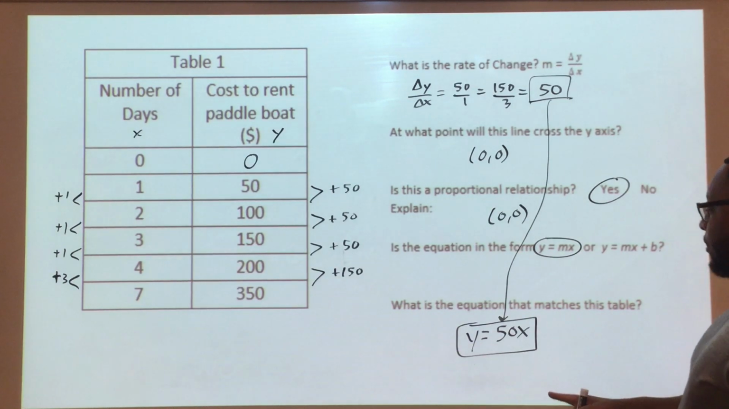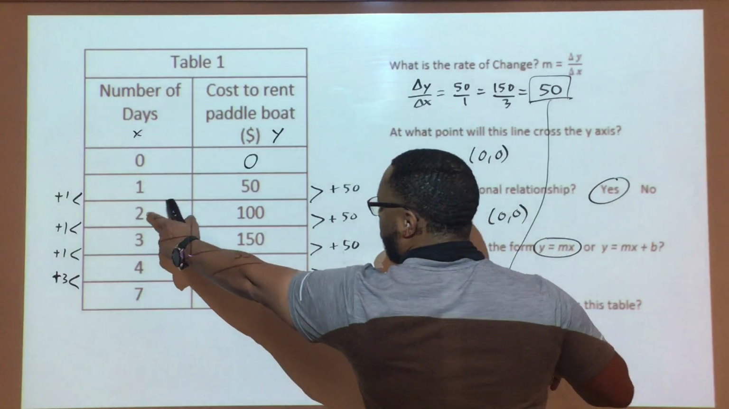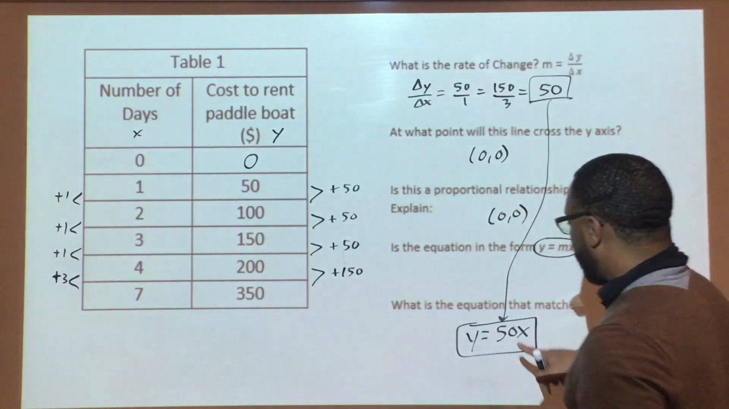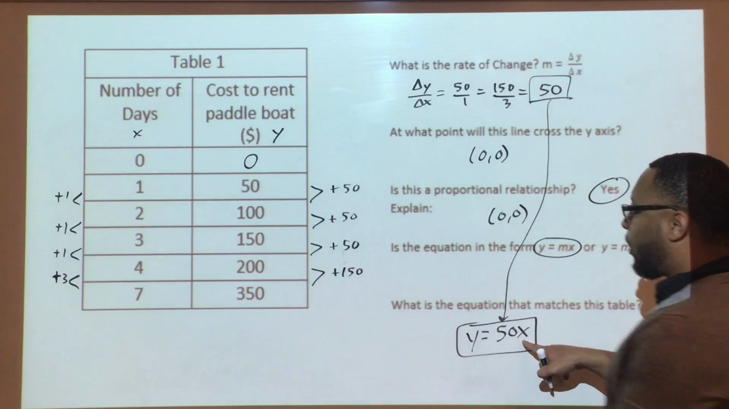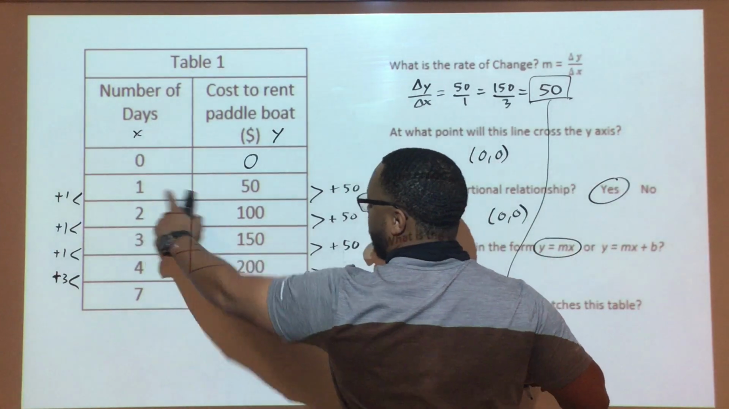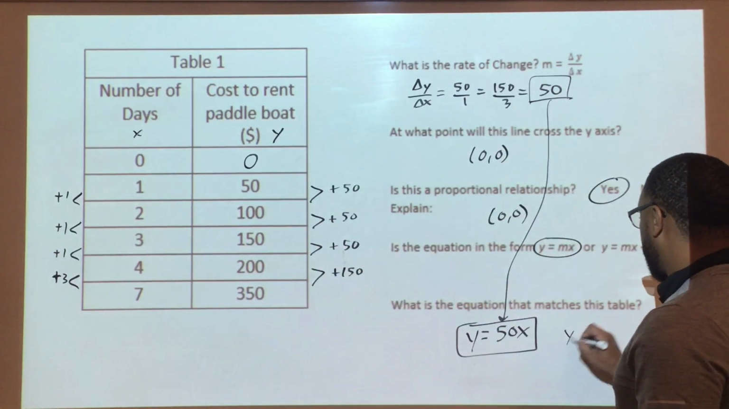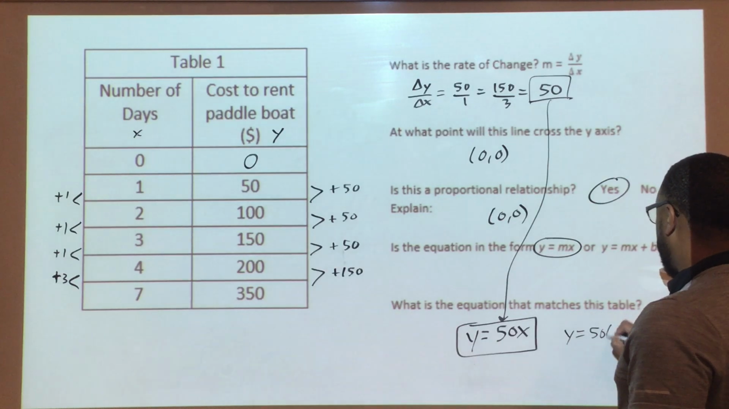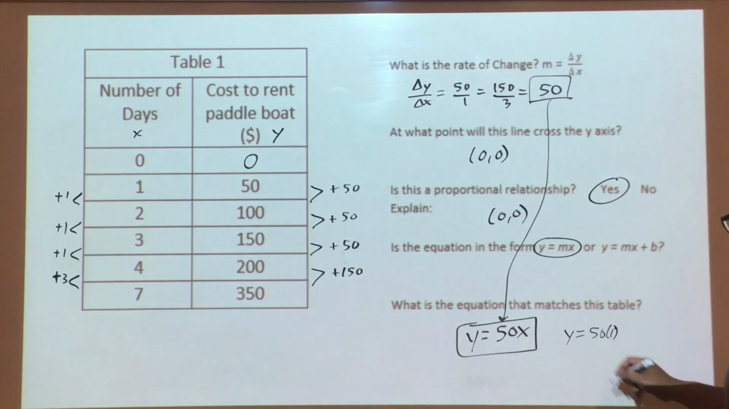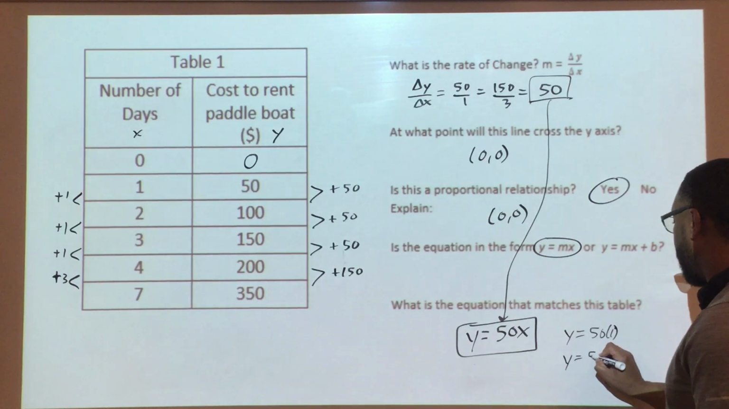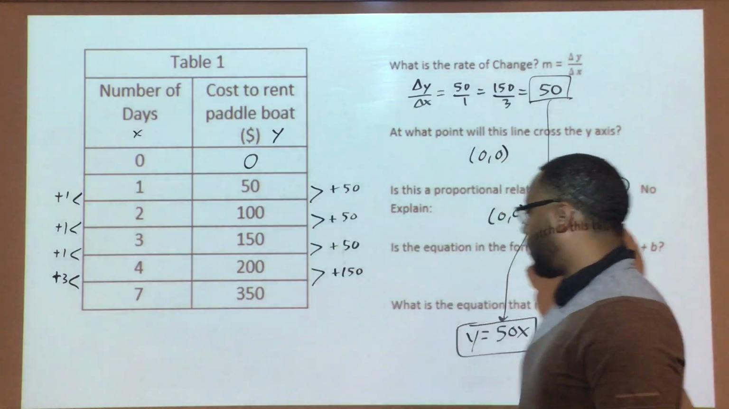Y equals 50x. So that means whatever x value you plug in, you should get that y. So what this is saying, y equals 50x, is if I plug in a 1 for x, I should get a 50 as my y value. Well, let's see if you do. When you plug in a 1 for x, what's 50 times 1? Well, 50 times 1 is 50. So you see when you plug in a 1 for x, you do get a 50.